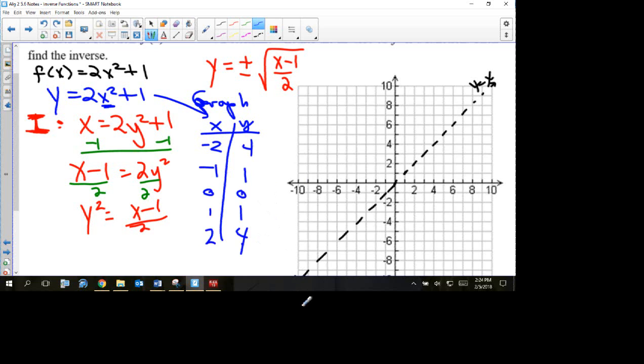What's the transformations to this? What's the 2 tell us? Vertical stretch by factor 2. So we take our vertical, our y values, and multiply by 2. 8, 2, 0, 2, 8. What's the plus 1 mean?